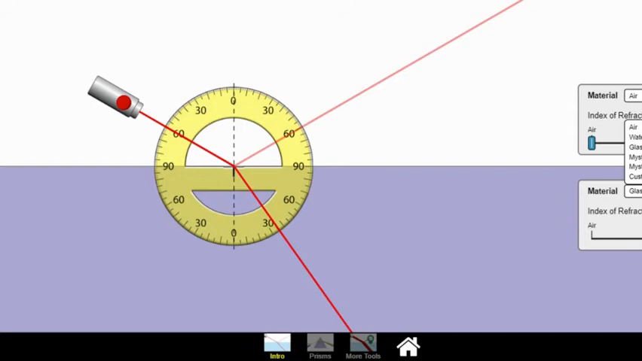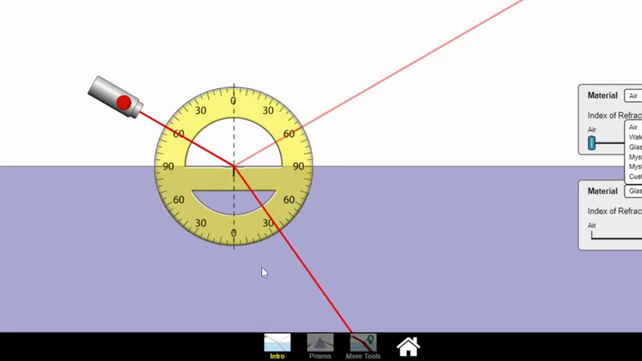So we're going to go from glass with an index of refraction of 1.50 to water with an index of refraction of 1.33. So I want you to predict: when I switch it to water from glass, right now it's glass, when I switch it to water, will this light... I'm not going to move this, this is not going to change. Will this light beam get closer to the normal?